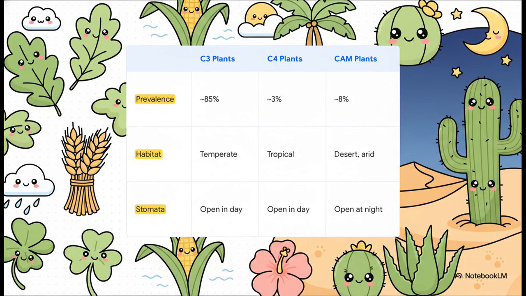But get this, here's a fascinating little twist. Not all plants do this in the exact same way. They've actually evolved different strategies to survive in different climates. Most plants are what we call C3 plants, which you find in nice temperate zones. But C4 plants, like corn, are built for the tropics. And then you have CAM plants, like cacti, which have this brilliant strategy for the desert. They only open their pores at night to grab CO2, which saves a ton of precious water.